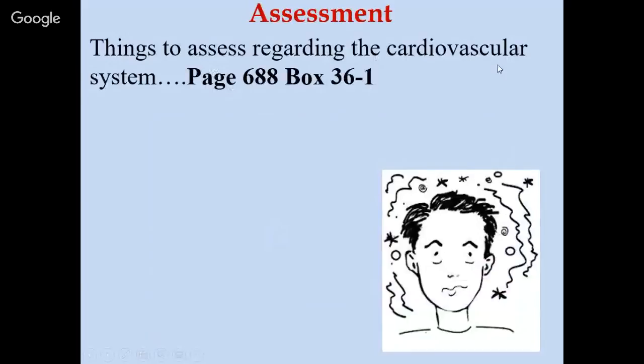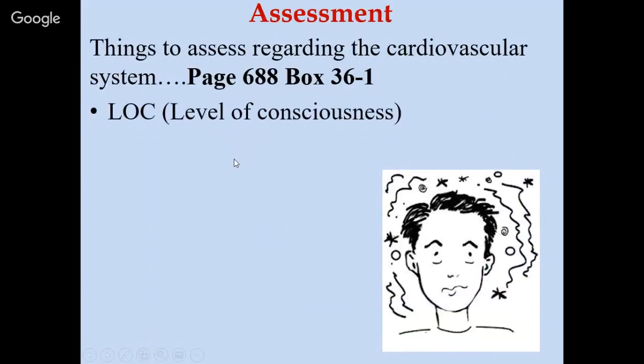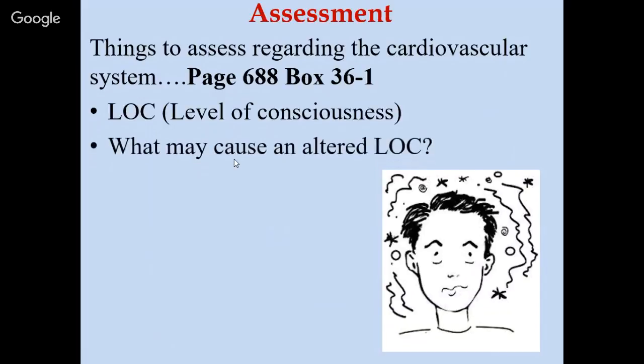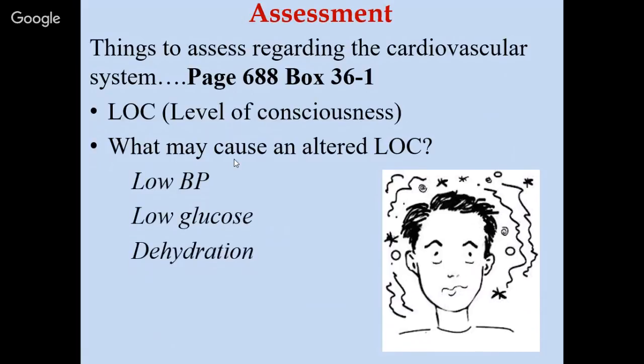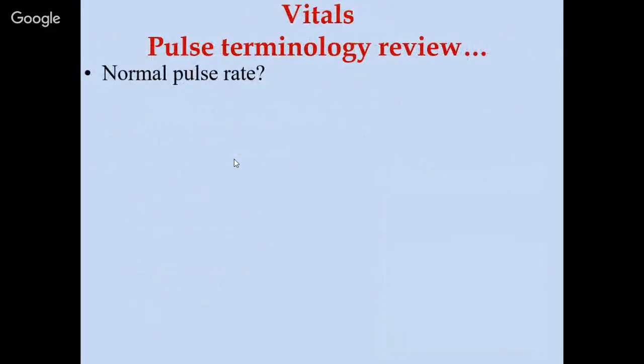Things to assess regarding cardiovascular system. Level of consciousness. Are they awake? What might alter level of consciousness? Low blood pressure, low glucose, dehydration, slow pulse. If hypotensive, definitely they can faint. That's really easy to faint with that.